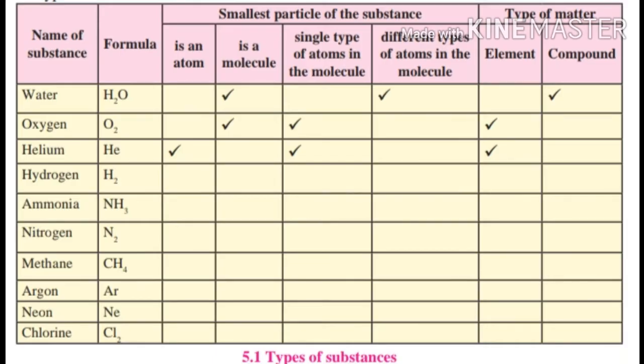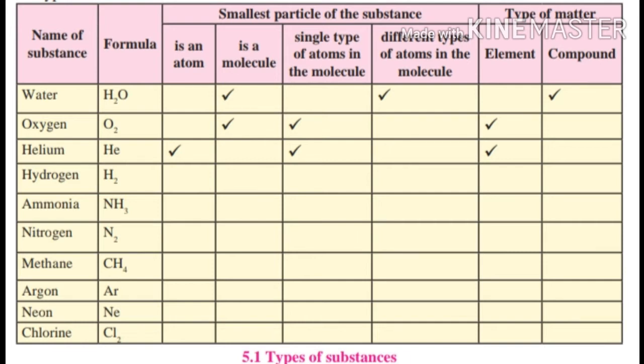Now we'll see the table given on page number 28 in the textbook, that is types of substances. Now let's see the columns in the table. Name of substance, formula, smallest particle of the substance, that is an atom, is a molecule, single type of atoms in the molecule, different types of atoms in the molecule, type of matter, element or compound.